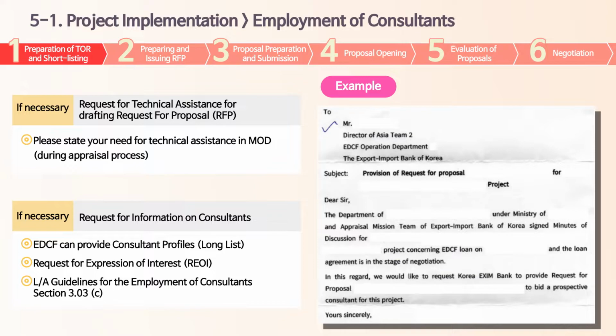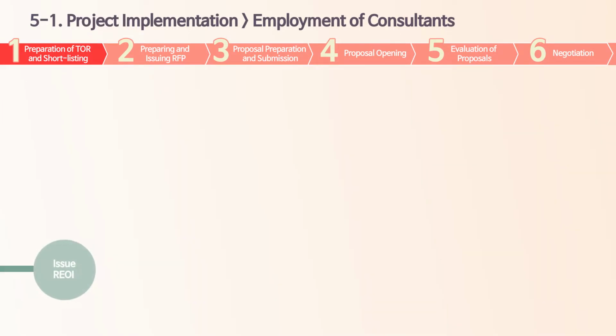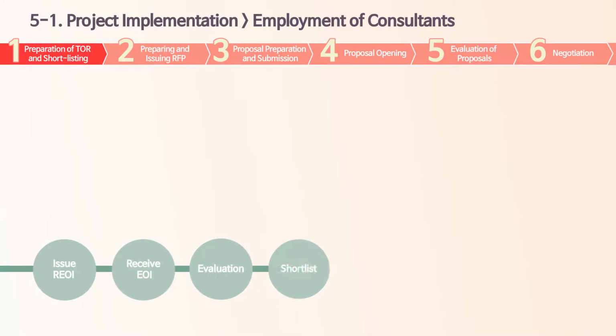as long list. Upon receiving the long list, PEA sends request for expression of interest, or REOI, to the listed companies. Before moving on, let's check the sample letter from PEA requesting technical assistance for drafting TOR and the information on consulting firms. In response to the REOI, companies may submit the expression of interest, or EOI.